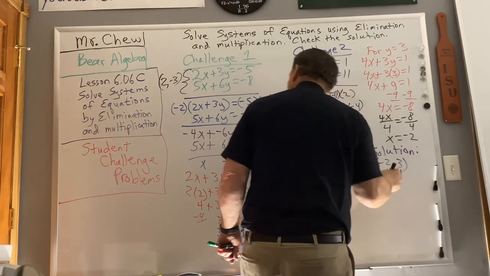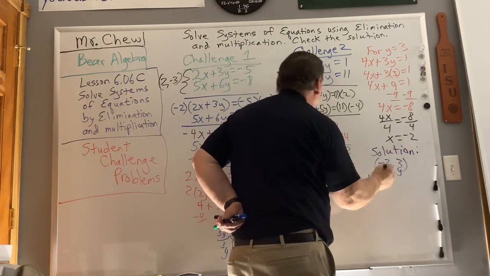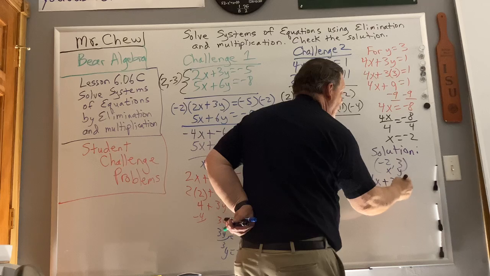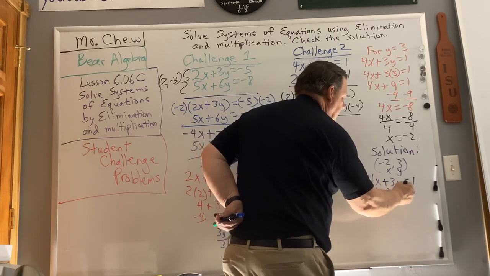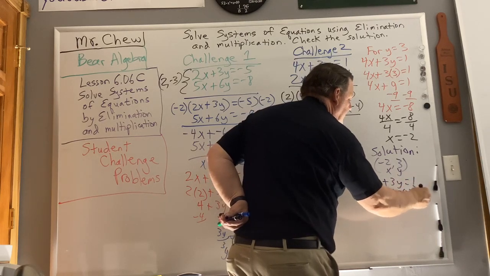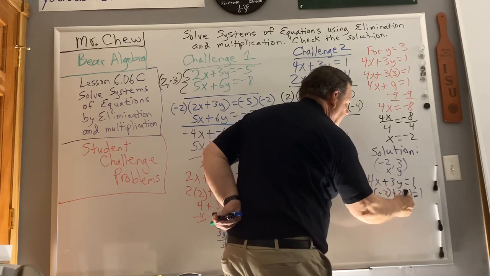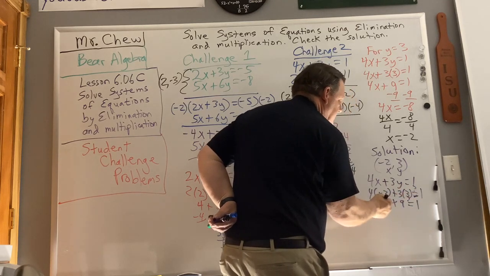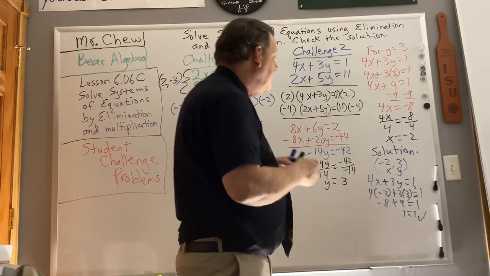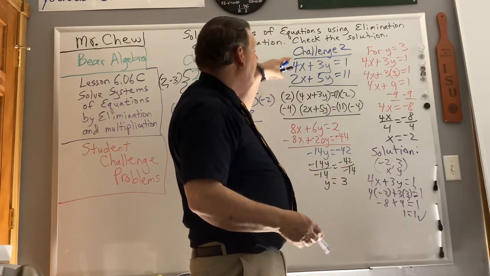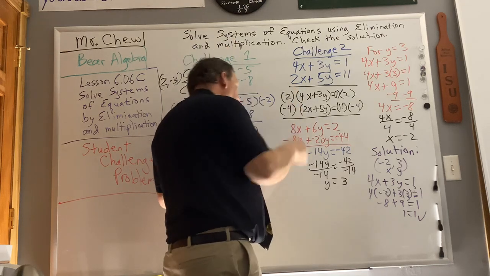Here's my x, here's my y. Now I'm going to substitute in either one. I'm just going to take the top one, 4x plus 3y, because I need to do them both anyway. So it's 4 times negative 2 plus 3 times 3, does that equal 1? 4 times negative 2 is negative 8. 3 times 3 is 9. Is negative 8 plus 9 equal to 1? Sure is, because 1 is 1. What does that mean? That means that the point negative 2, 3 lies on the graph of this line. But I don't know if it lies on the graph of the second line.